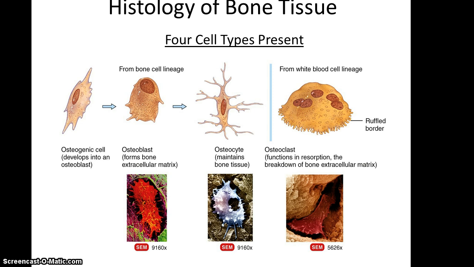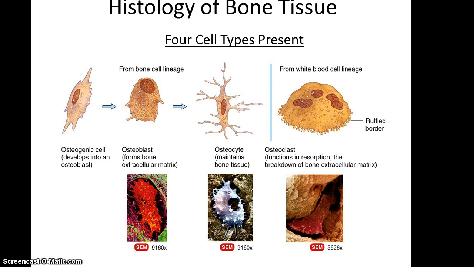Histology of bone tissue. Well, bone tissue is a type of connective tissue. That means it has a lot of extracellular matrix, and within that matrix are cells. Now, in our bone tissue, there are four main types of bone cells. You have the osteogenic cells. These are basically bone stem cells that can differentiate into osteoblasts.